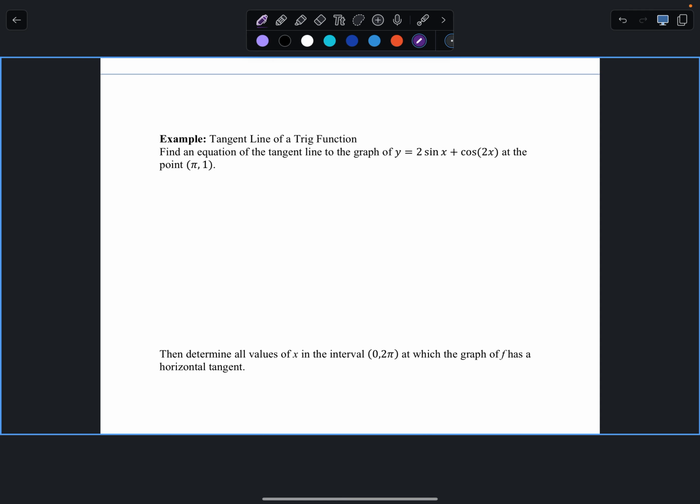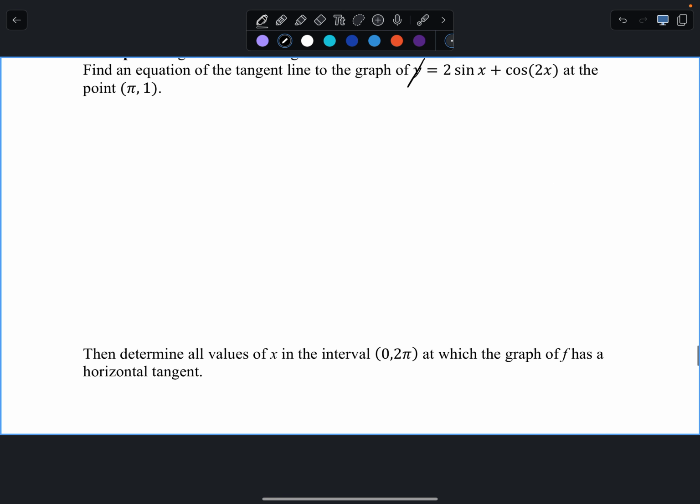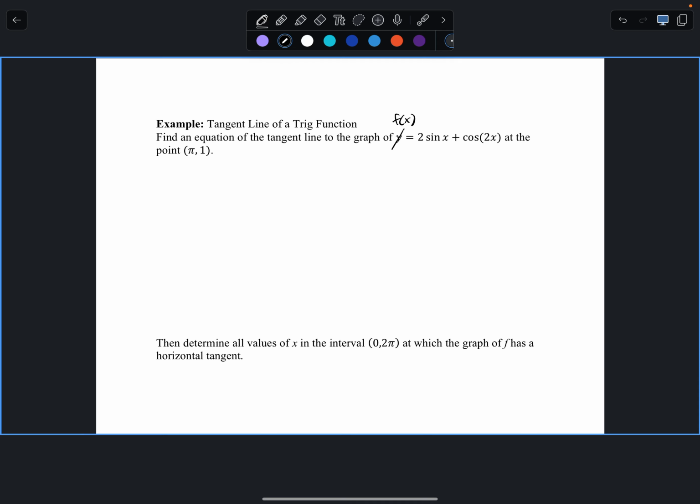All right, say hello, introduce yourself in your new grouping. Okay, in your new grouping, find the equation of the tangent line to this curve at this point, and then determine all the values of x on the interval from 0 to 2 pi at which the graph of f has a horizontal tangent line. We'll call this f of x here.